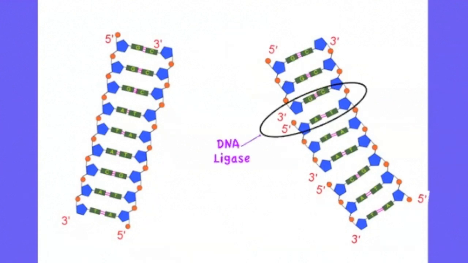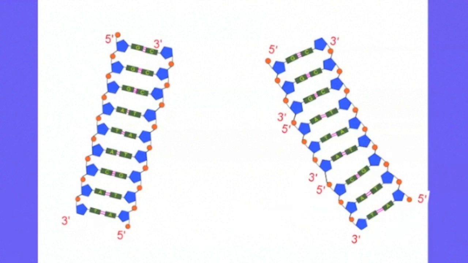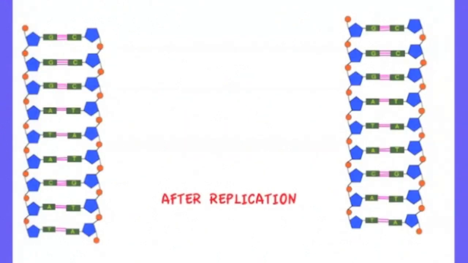In contrast, on the lagging strand, the DNA polymerase and helicase work in opposite directions, and this leads to the creation of Okazaki fragments which must be joined by DNA ligase. Finally, two identical daughter molecules of DNA are created which are identical to the original piece of DNA. These daughter molecules then rewind to form a double helix.